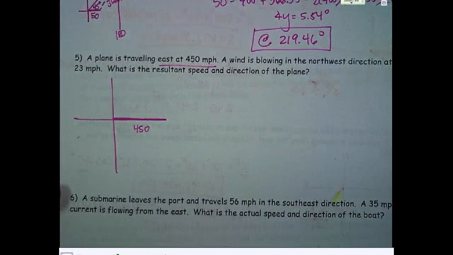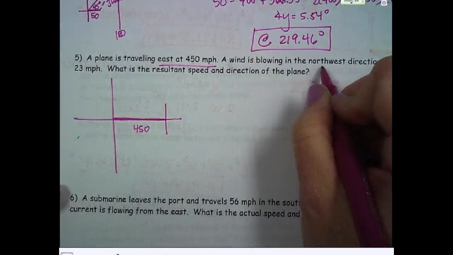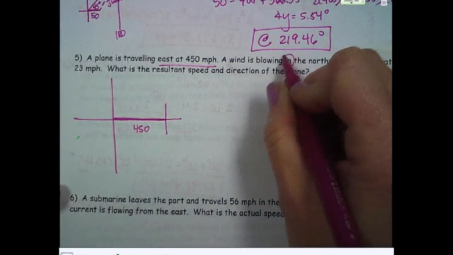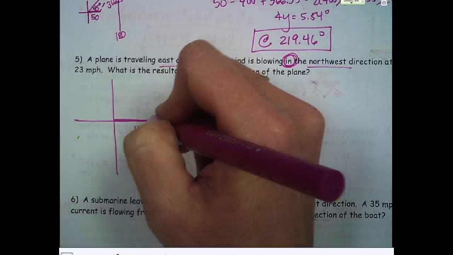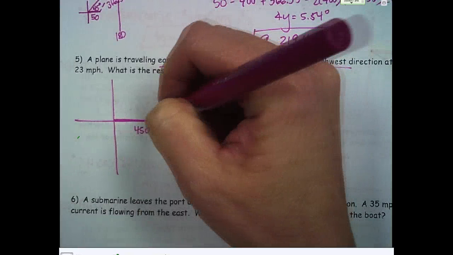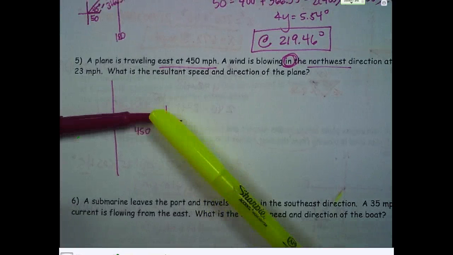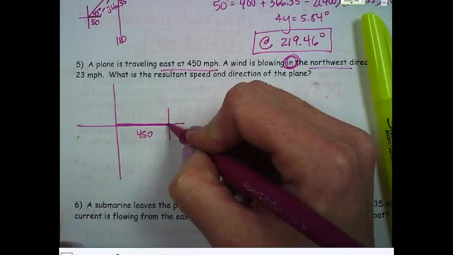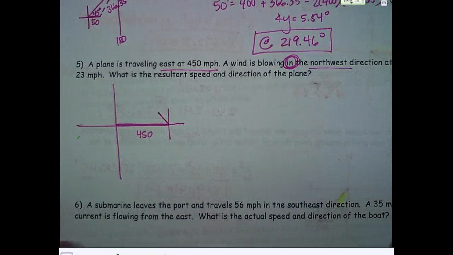So then you're going to build a new compass rose. And this time it's saying that the wind is blowing in, not from, in a northwest direction. So here's the north and there's the west. Your boat or plane was traveling this way, and your wind is going to push your plane up. So this is the wind this way. And it's not a very heavy wind, 23 miles an hour.